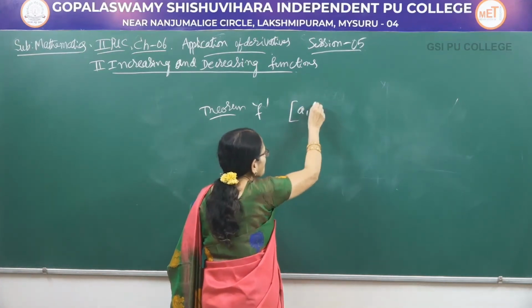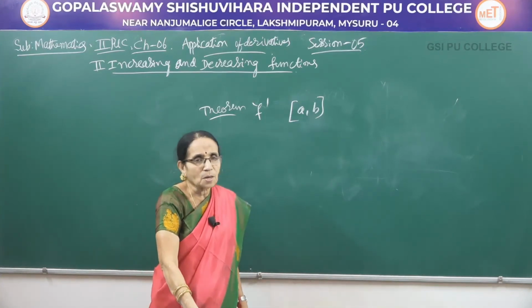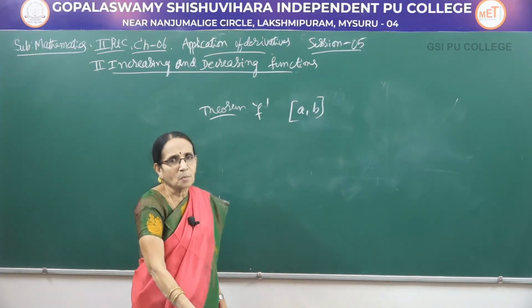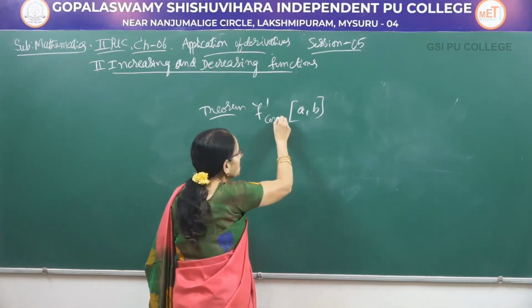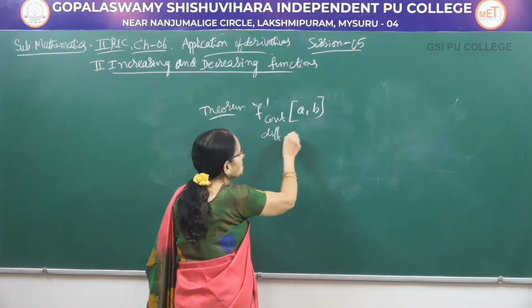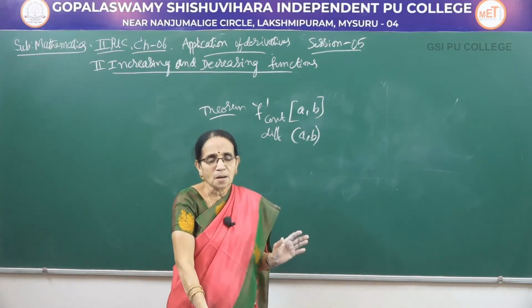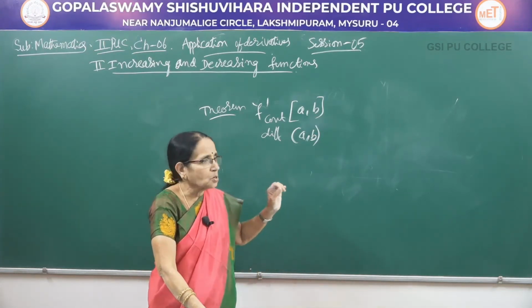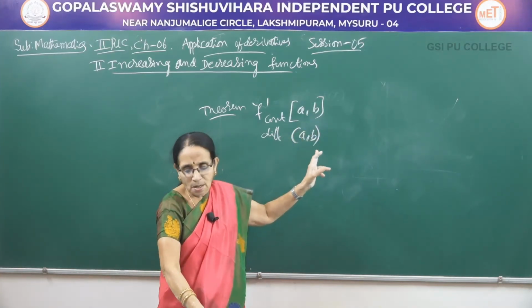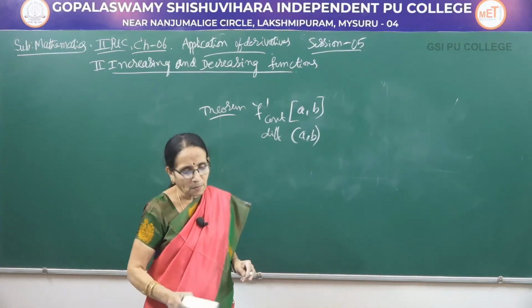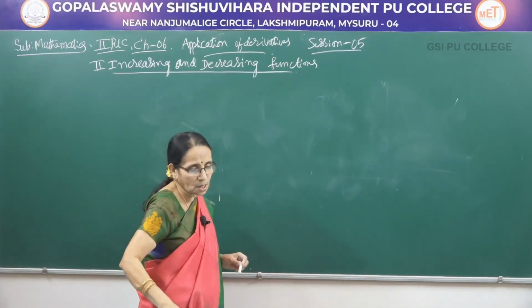Take some interval, say a comma b. Let f be a continuous function in the closed interval a comma b and differentiable in the open interval a comma b. So, consider a function f which is continuous in the closed interval a comma b and differentiable in the open interval a comma b. Then we give the statement of the theorem like this.